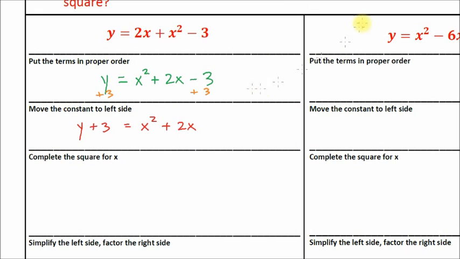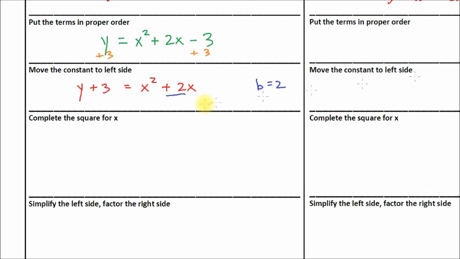Well, to complete the square, we want to know what our b value is. Our b value here is positive 2. So remember, when we complete the square, we use this formula, b over 2 squared. Our b value is 2, so 2 over 2 squared. 2 over 2 is 1, and 1 squared equals 1.